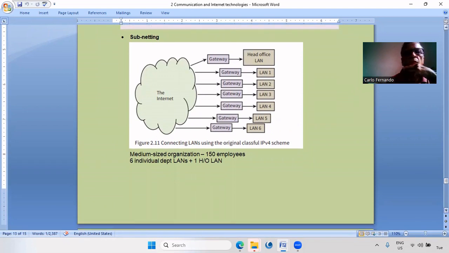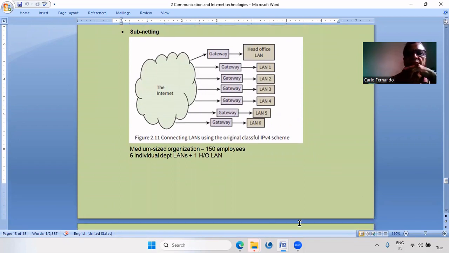So now we are talking about a new thing, subnetting. The network addresses and all that, subnetting. Here is the internet, connecting LANs using the original classful IPv4 scheme. It's a medium-sized organization. This is the head office. There are 6 LANs, 1, 2, 3, 4, 5, 6, and each one has a gateway. Without the gateway, you can't connect directly to this. So 150 employees are there, 6 individual department LANs, plus one head office LAN.